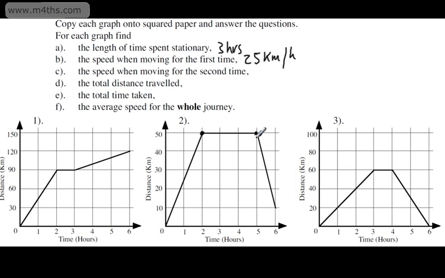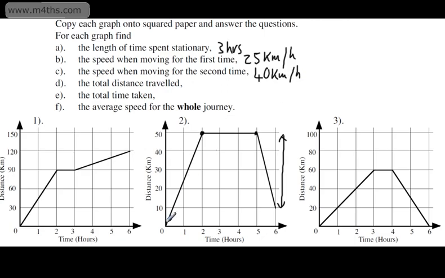Speed for the second time, we're going downhill here, and we've got 50 and 10. So this distance right here is going to be 40, and we've done that in 1 hour. So this would be 40 kilometres an hour.